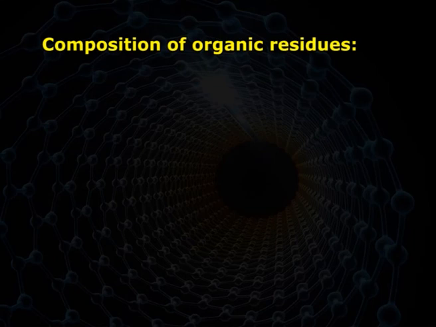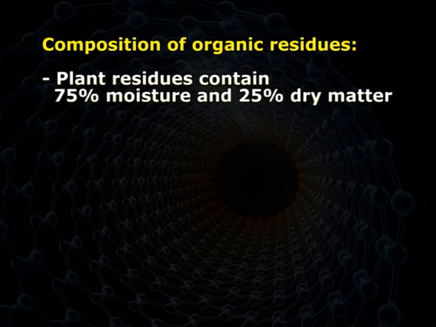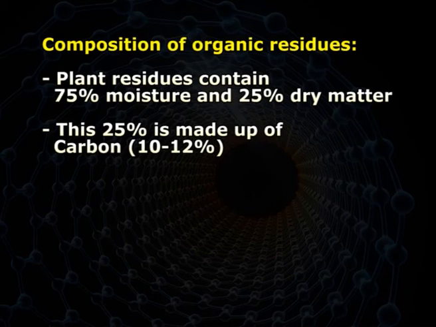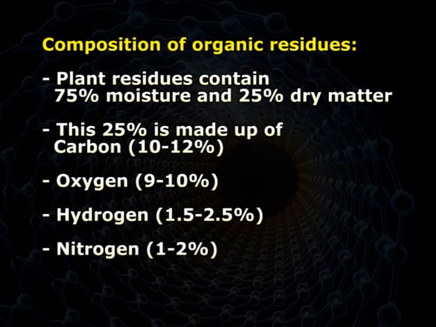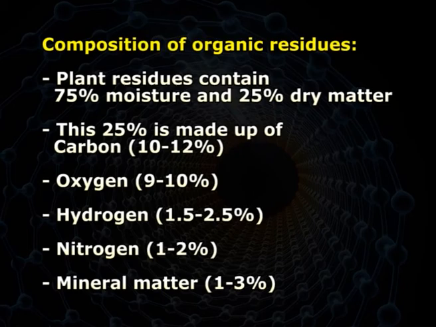Composition of organic residues. Plant residues contain 75% moisture and 25% dry matter. This 25% is made up of carbon, that is 10 to 12%, oxygen 9 to 10%, hydrogen 1.5 to 2.5%, and nitrogen 1 to 2%, and mineral matter around 1 to 3%.